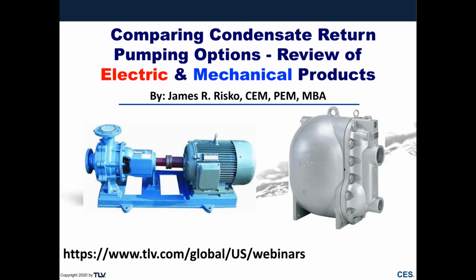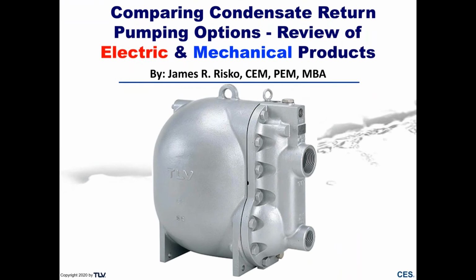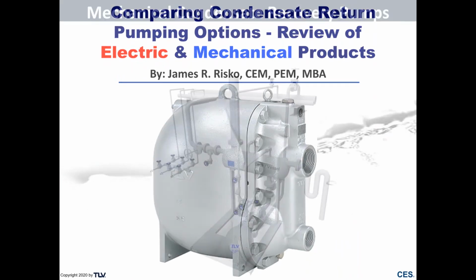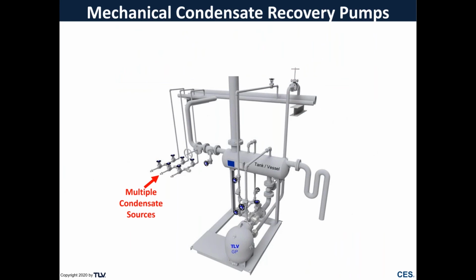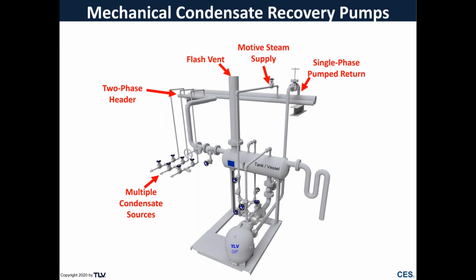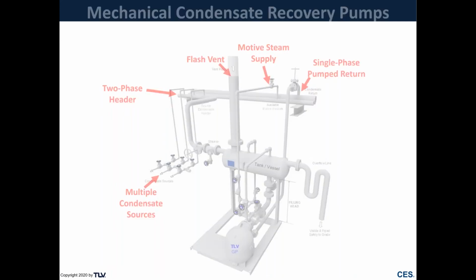So I will get into a little bit of a discussion about mechanical style pump traps. Here's a typical vented condensate recovery station where we have multiple condensate sources discharging condensate into a two-phase condensate header. We're venting off our flash, and then we're pumping single-phase condensate into a single-phase return line. And that's all done from a motive steam supply. So let's look at how this type of pump works.